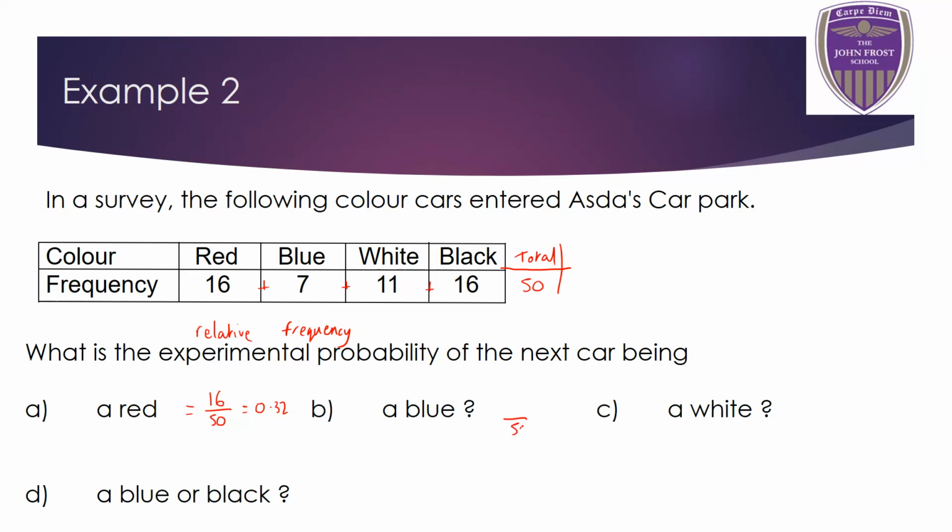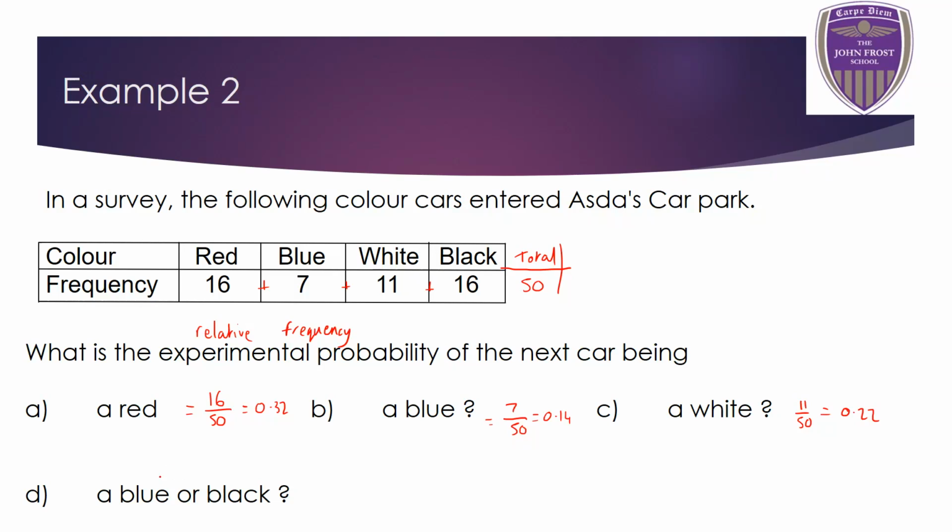What about the probability that the next car coming in would be a blue? Well, again, it's going to be out of 50. And blue cars, there were 7, so 7 out of 50, or as a decimal, 0.14. A white car, we can see, is 11 out of 50 from the table. So in this case, 0.22 as a decimal.